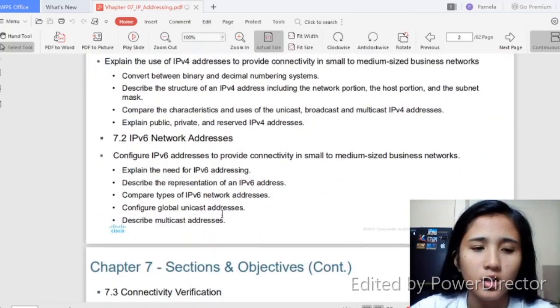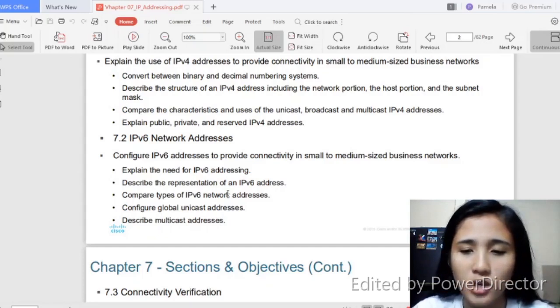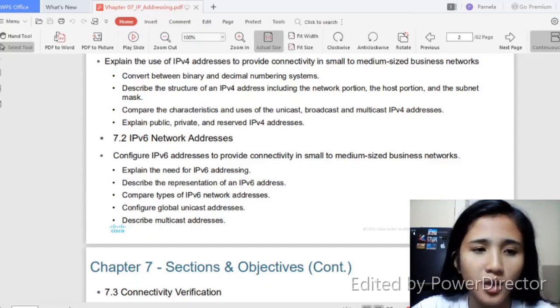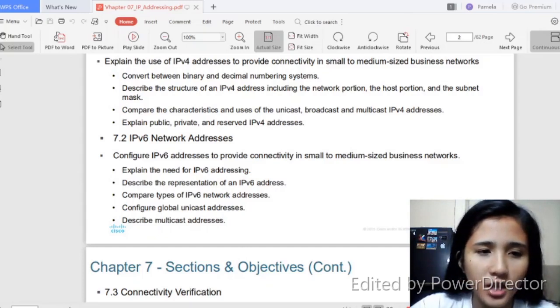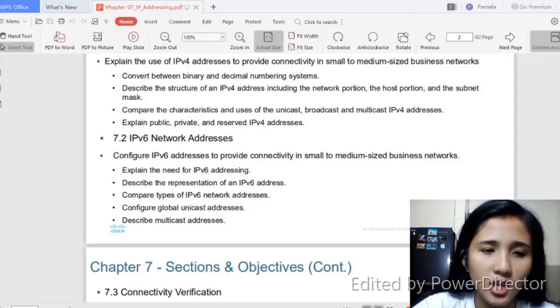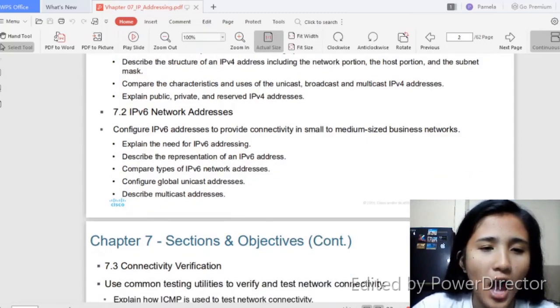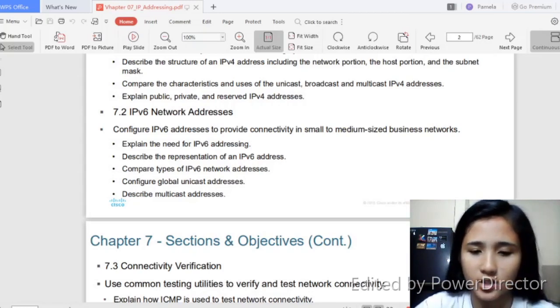Section 7.2, IPv6 network addresses: configure IPv6 addresses to provide connectivity in small to medium-sized business networks. Explain the need for IPv6 addressing. Describe the representation of an IPv6 address. Compare types of IPv6 network addresses, configure global unicast addresses, and describe multicast addresses.